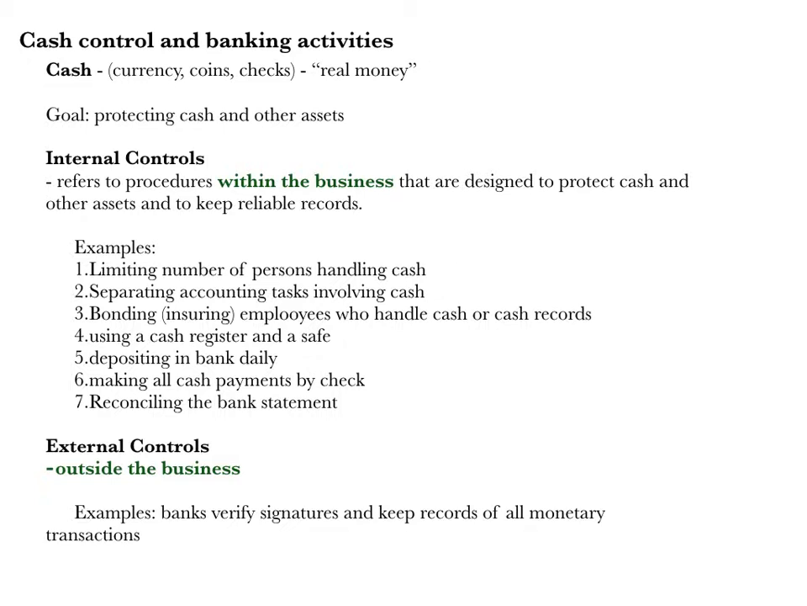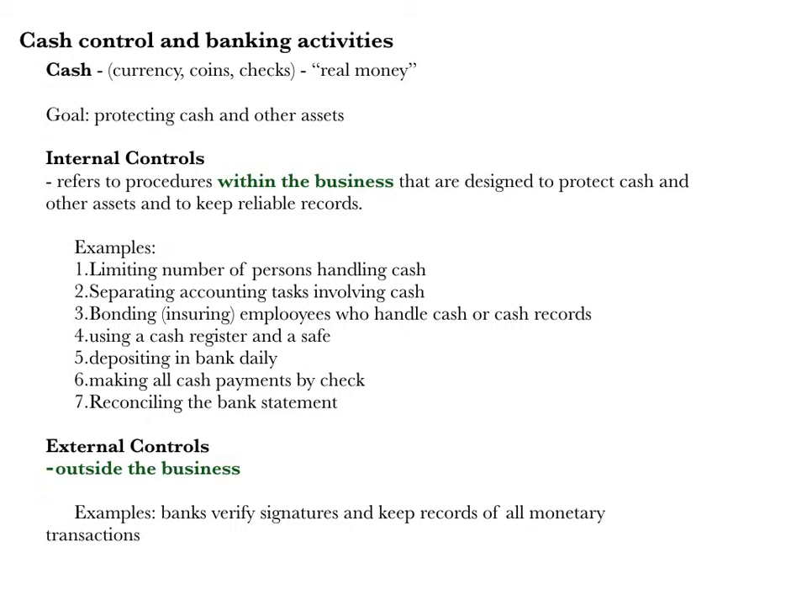When we talk about cash, we're referring not just to real paper money. We're referring to currency, coins, and checks. Basically real money. So we're making a distinction between cash and credit. Credit is kind of imaginary pretend money. Cash is real money, something that you can actually see and touch. You actually have the money in your possession.